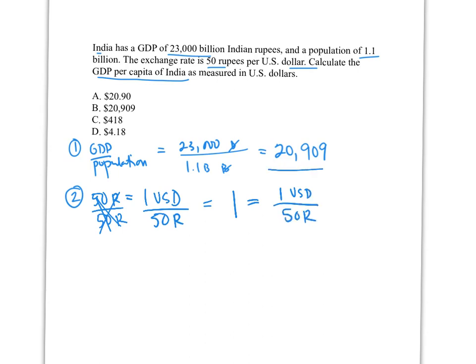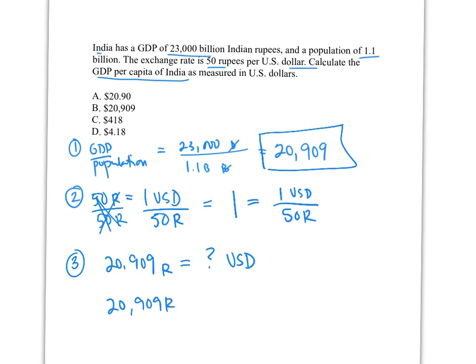Now we have the GDP per capita in rupees. We need to take the GDP per capita and change it into US dollars. So we have 20,909 rupees equals how many US dollars? We take 20,909 rupees and multiply it by this ratio, which is the same as multiplying by 1, times 1 US dollar divided by 50 rupees.